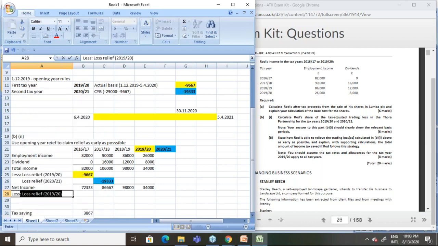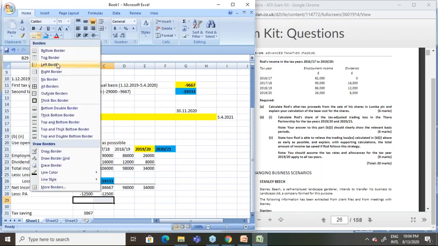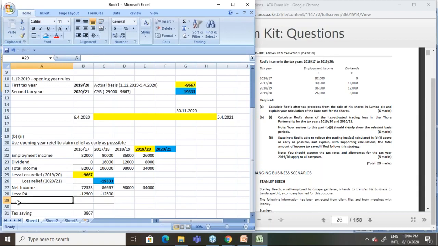Less. Normally what you do after net income, you deduct the personal allowance. So then you can deduct 12,500. Here also 12,500. I'm not going to compute for the others, but only for these 2 years relevant, because you don't have to waste your time. Taxable income.